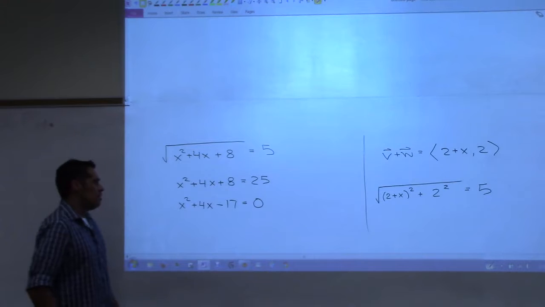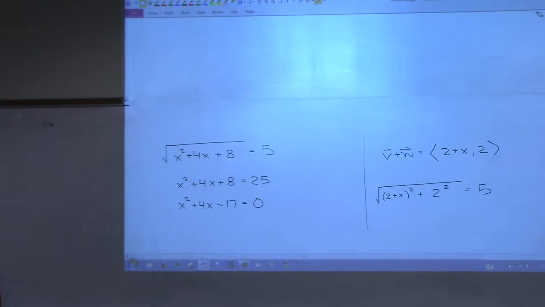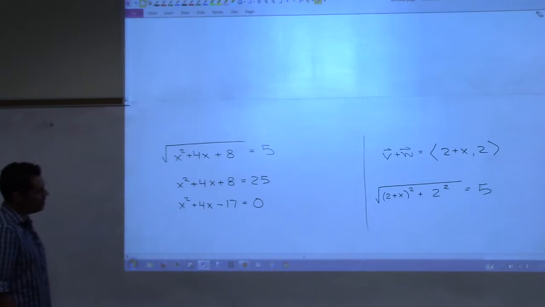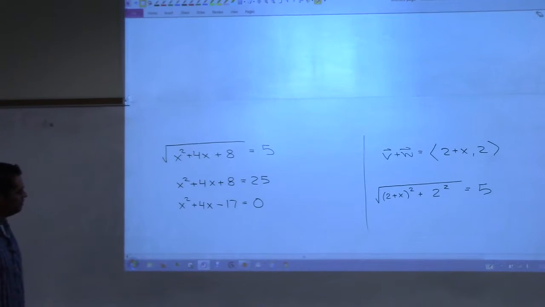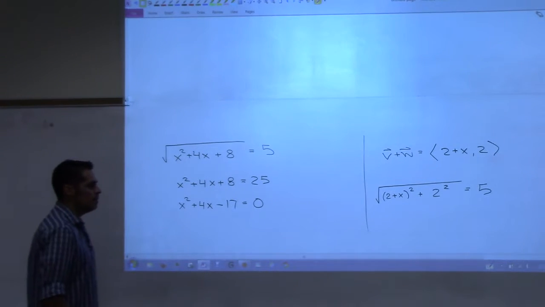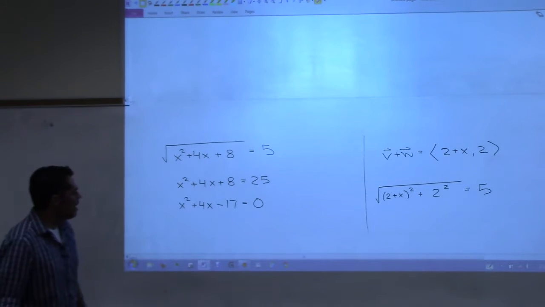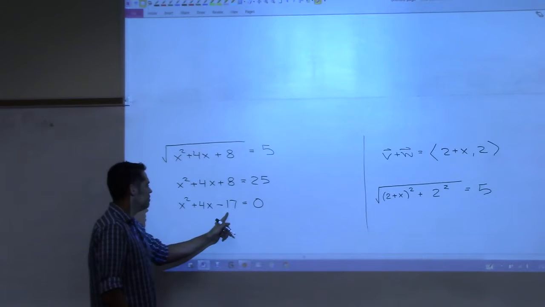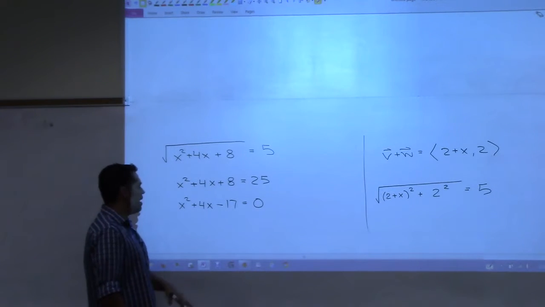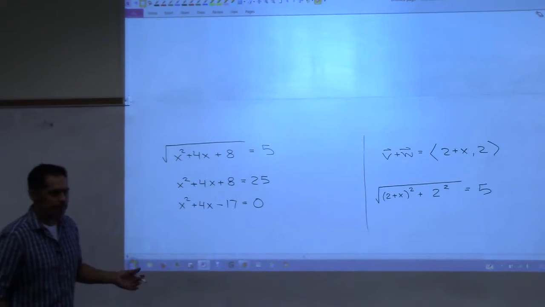And now you have a quadratic equation which you can try and factor. If it doesn't factor, use the quadratic formula. And my guess is that that does not factor. It doesn't. Just because this is prime doesn't mean it doesn't factor. But yeah, okay, so we have to use the quadratic formula.